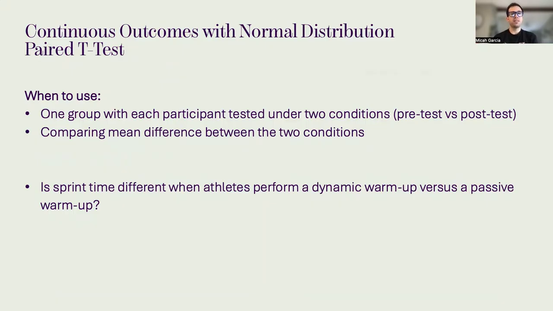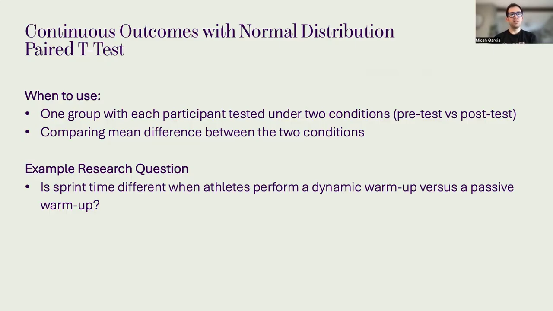And so if the mean difference is not 0, this means that they are significantly different. So an example research question would be, is sprint time different when athletes perform a dynamic warm-up versus a passive warm-up? Okay, so the one group is just going to be the athletes. The two conditions is they're going to do a dynamic warm-up and then sprint, and then they're going to do a passive warm-up and then sprint, or vice versa order.